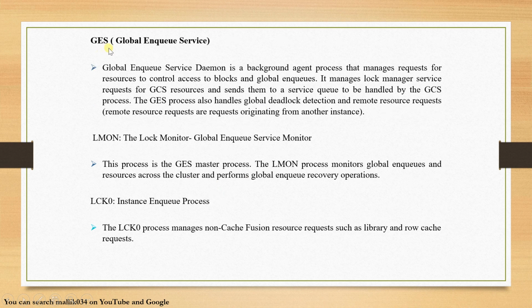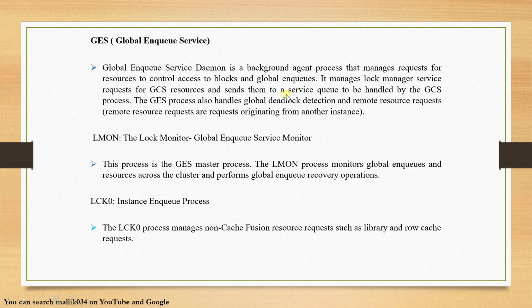And then GES, global enqueue service. What does this global enqueue service do? The global enqueue service daemon is a background agent process that manages the requests for resources to control access to the block and global enqueues. It's kind of like locks, right? I can say enqueue services are nothing but locks. In RAC, it's a global enqueue service.